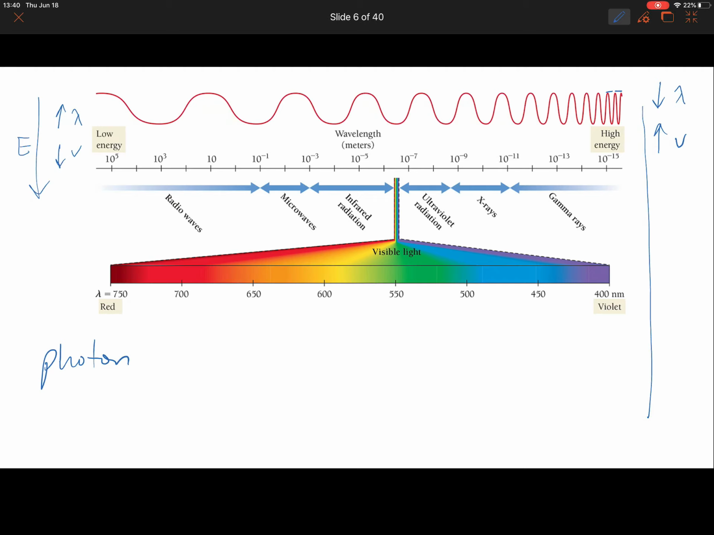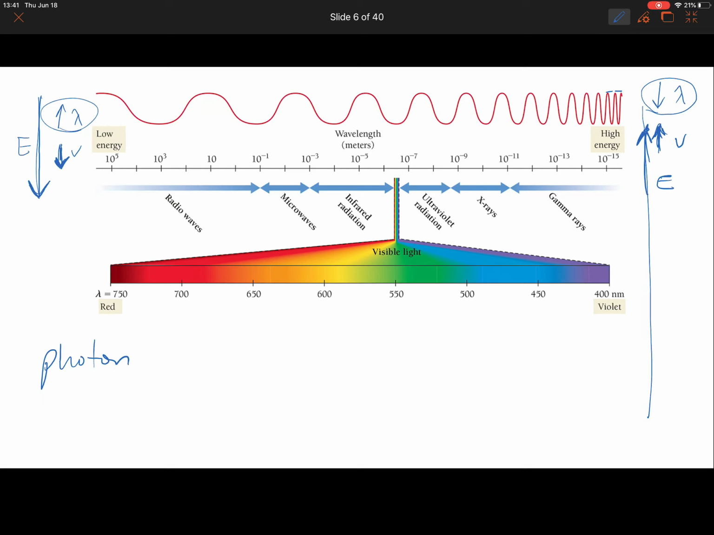So as energy and frequency are down, wavelength is up. And as wavelength is down, frequency and energy are up. So frequency and energy go together. They're opposites of wavelength. The entire electromagnetic spectrum is shown, with short wavelength and high frequency radiation on the right and long wavelength and low frequency radiation on the left.